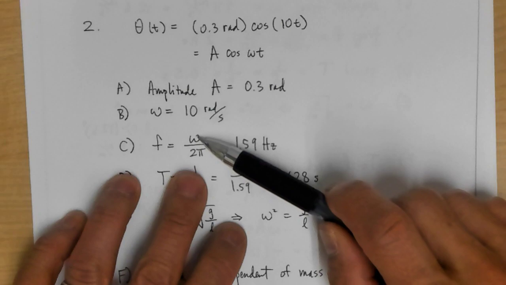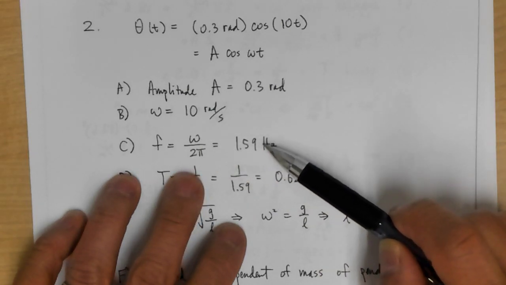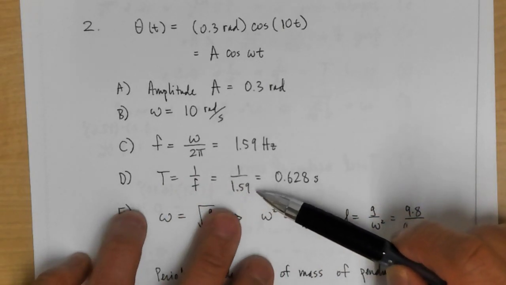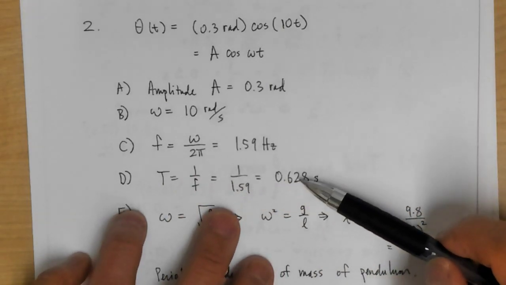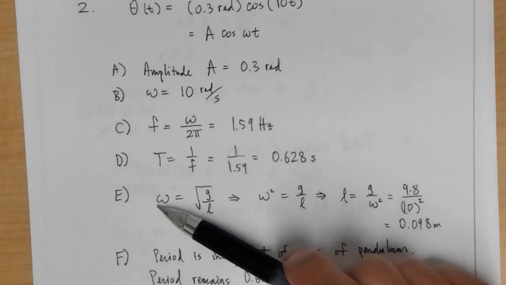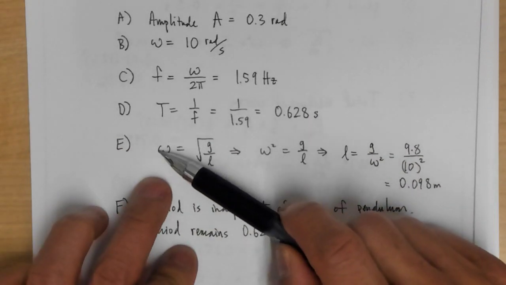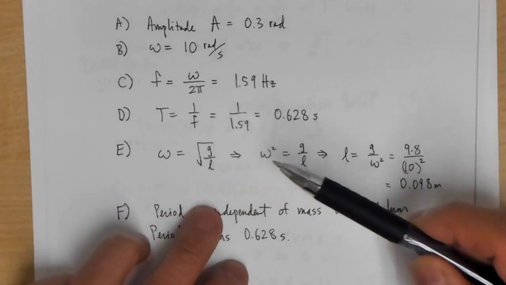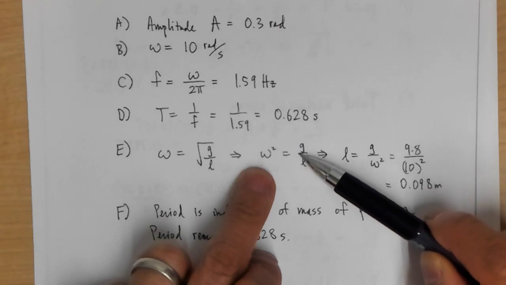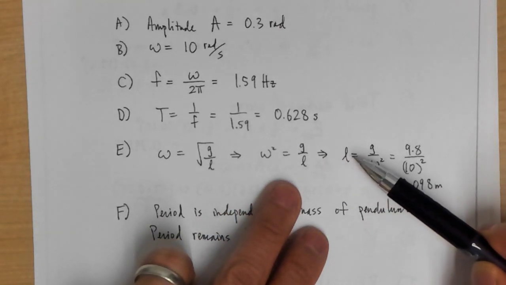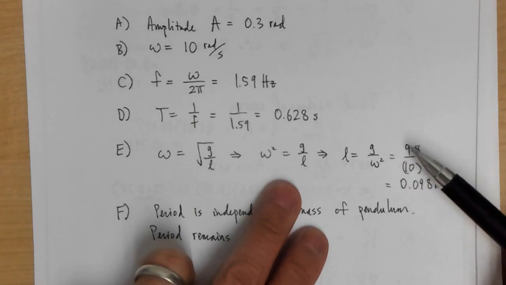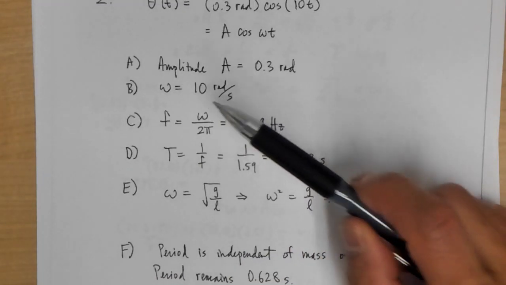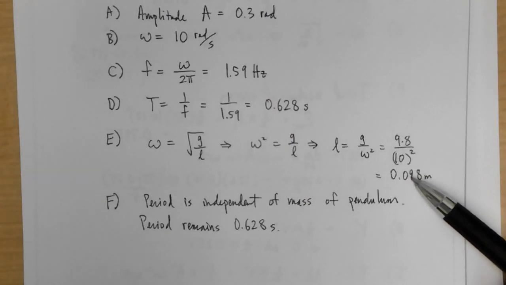The frequency is omega divided by 2 pi, so it's 1.59 hertz. The period is 1 over frequency, 1 over 1.59, so 0.628 seconds. To get the length, we use the fact that omega for a simple pendulum is the square root of small g over L. So omega squared is small g over L. L then is equal to g over omega squared, and that's 9.8 divided by 10 squared, because 10 is the angular frequency, and it comes out to 0.098 meters.